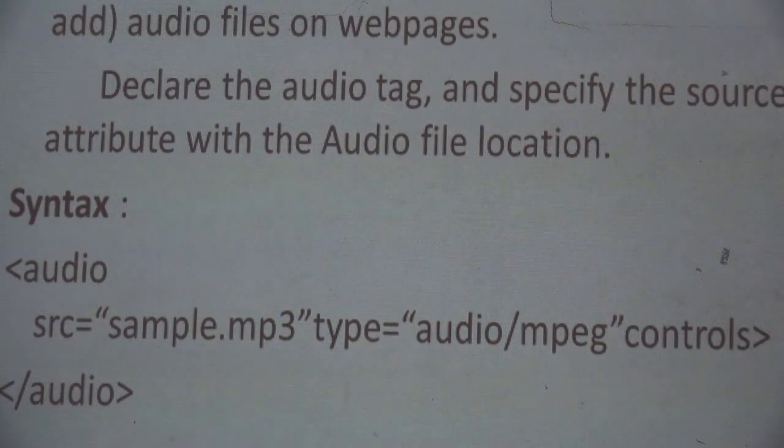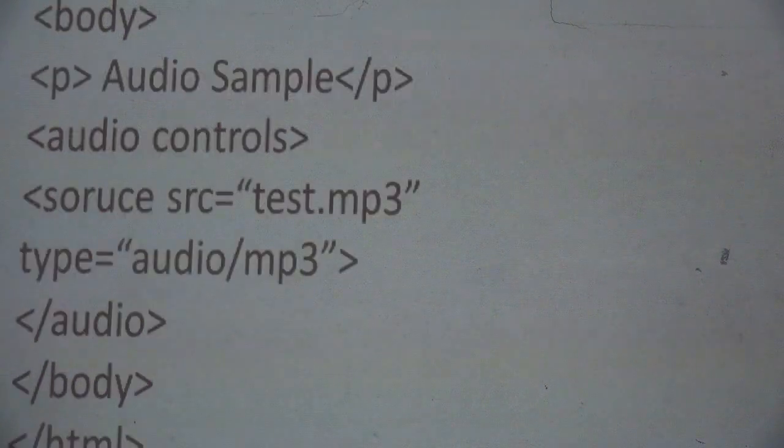Now we are going to see the example of audio. Again, document type, HTML, body, paragraph tag "audio sample" /p, audio controls, source src test.mp3, type is equal to audio/mp3, /audio, /body, /html. Again, the requirement is that you have the audio file in your PC or computer, and you also need a speaker, otherwise it is not audible to you. So this kind of output is there in your output.